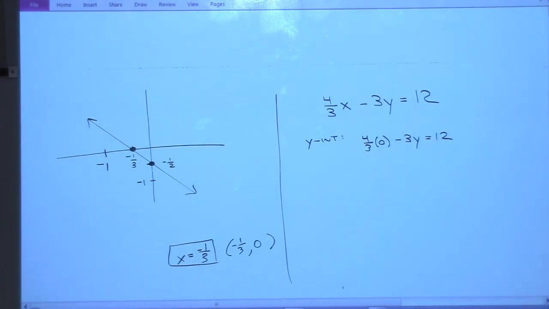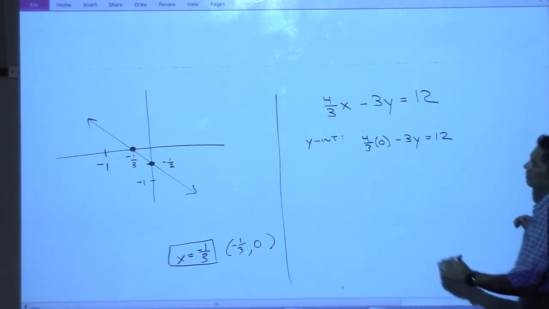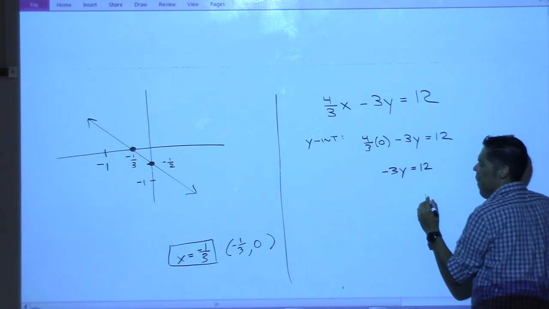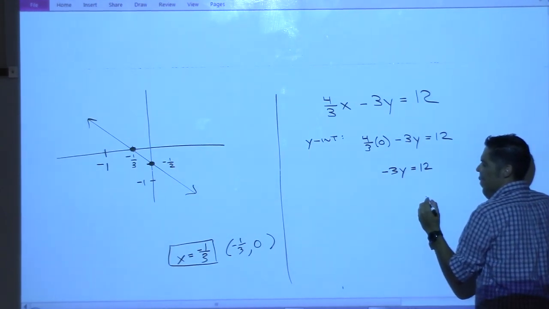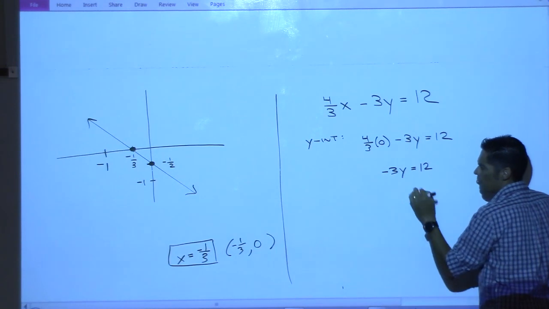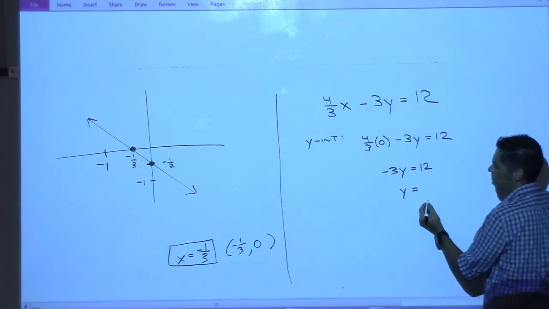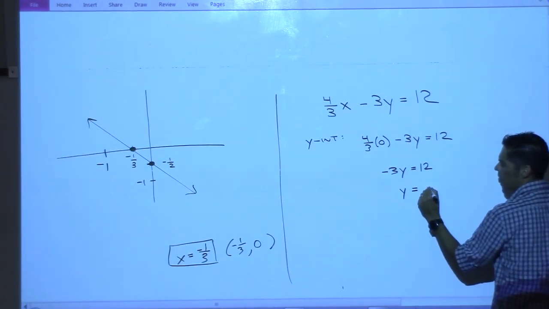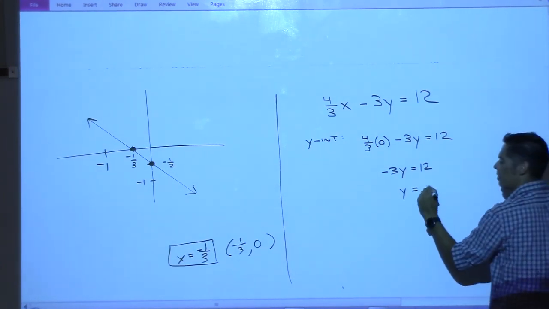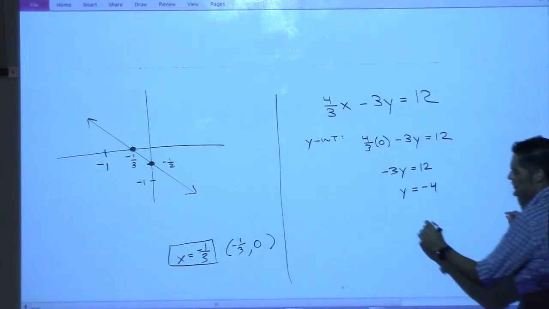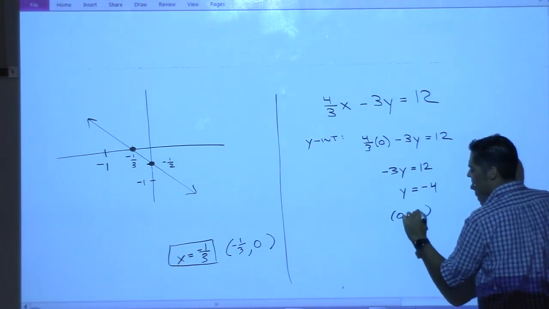So what's my next line, Christian? It'll just be negative 3y equals 12. And then last, you solve for y, so y equals 4. Close. You're dividing both sides by negative 3, so positive divided by negative gives negative 4. Now you got the y-intercept first, so this is the ordered pair (0, -4).